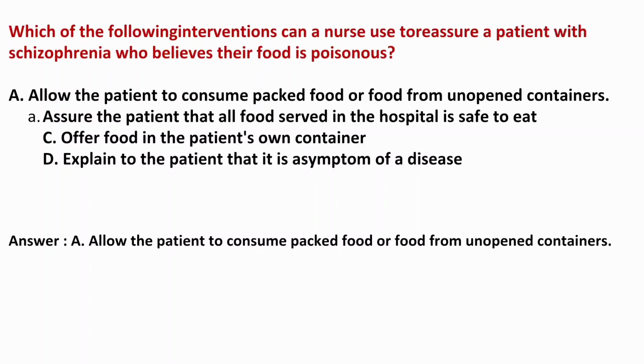Which of the following interventions can a nurse use to reassure a patient with schizophrenia who believes their food is poisonous? A. Allow the patient to consume packed food or food from unopened containers. B. Assure the patient that all food served in the hospital is safe to eat. C. Offer food in the patient's own container. D. Explain to the patient that it is a symptom of a disease. Answer: A. Allow the patient to consume packed food or food from unopened containers.